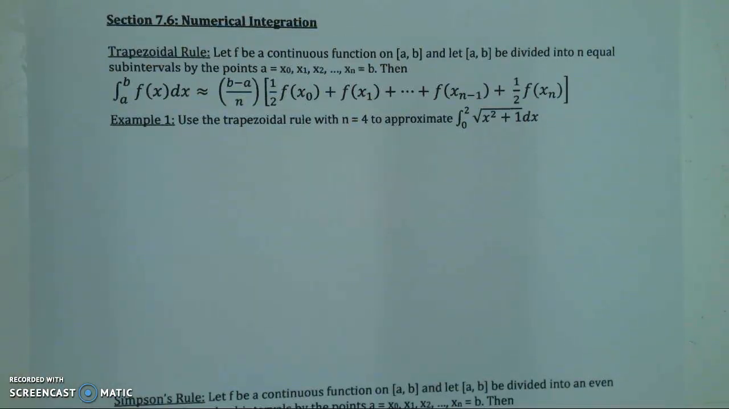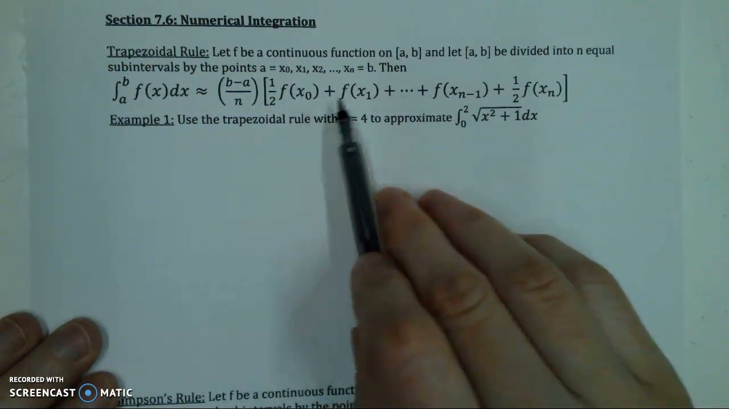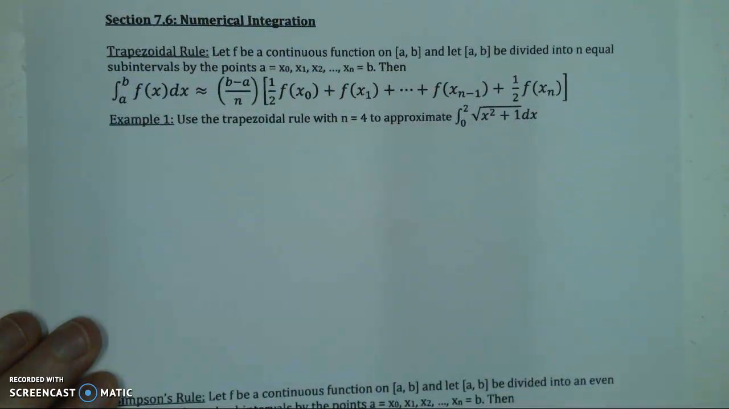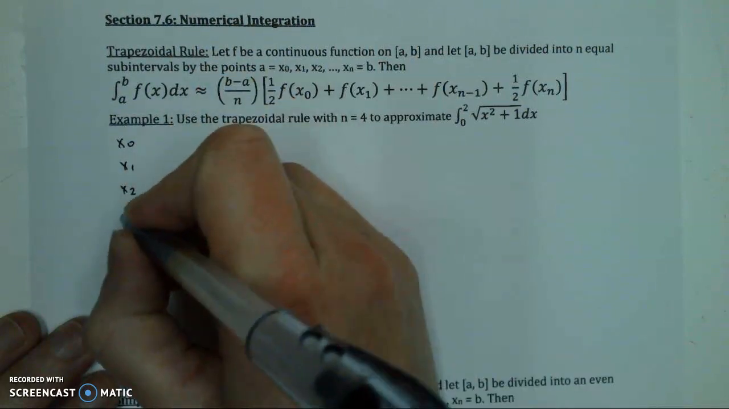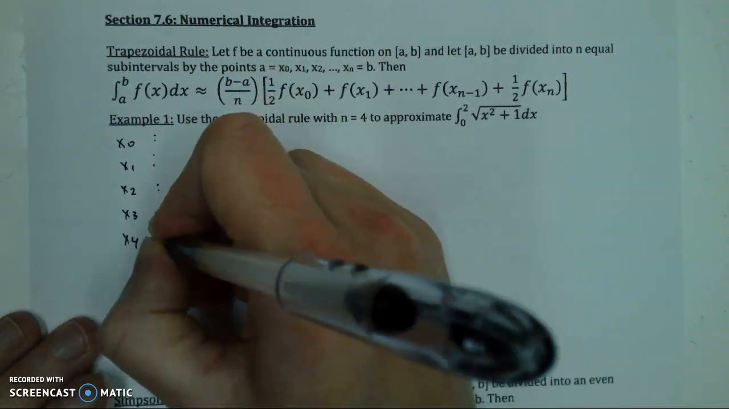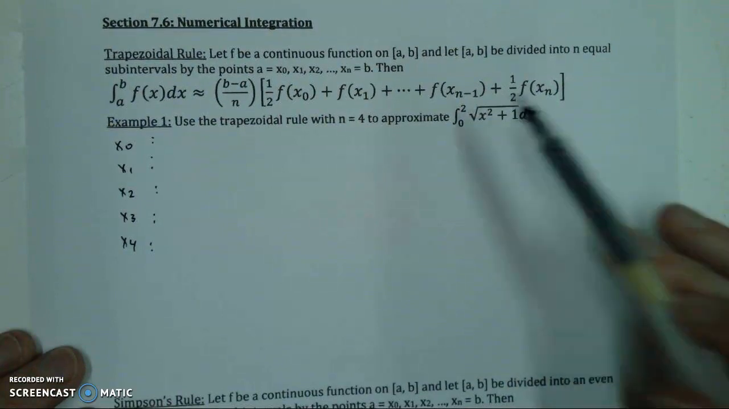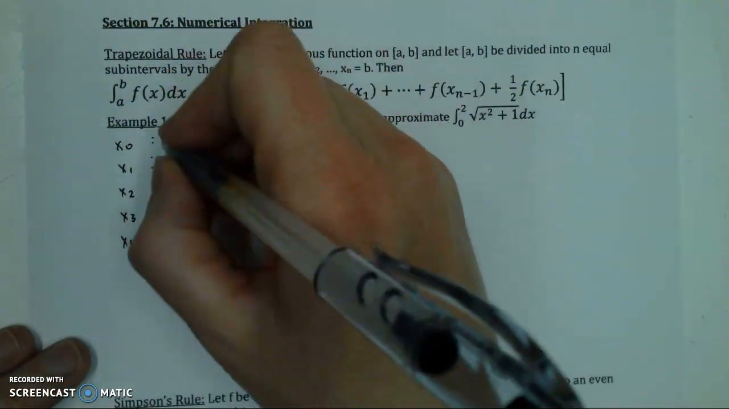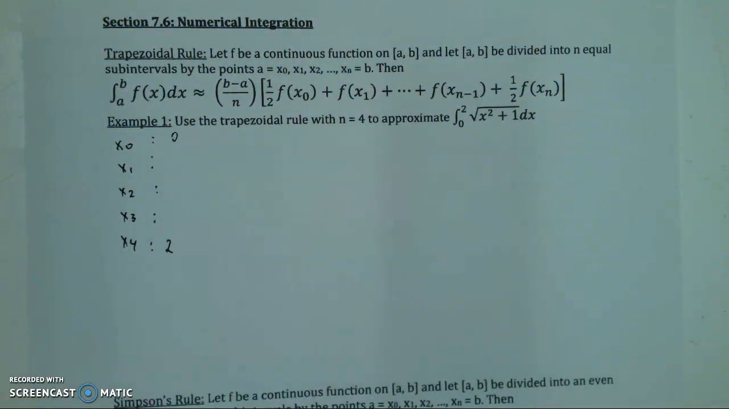Alright, so to set this up, we're going to need subintervals. So again, we're going to have 4 of them, and you'll notice we've got f of x sub 0, 1, all the way up to n. So here I'm going to have an x0, an x1, an x2, an x3, and an x4. So I need to find each of those subintervals. Now our bounds will be the first and last. So x sub 0 is going to be 0, and x sub 4 will be 2.